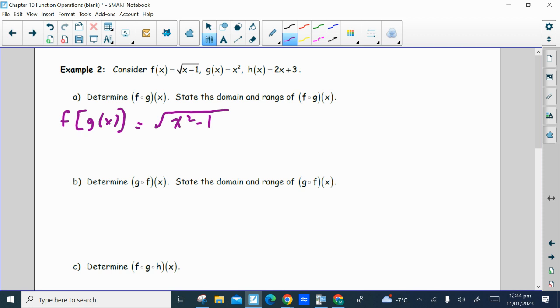So what about the domain and range of this function, FOG at x? Well, it's a radical function. You cannot take the root of a negative number. So x squared minus 1 would have to be greater than or equal to 0. That's where we get our restrictions here.